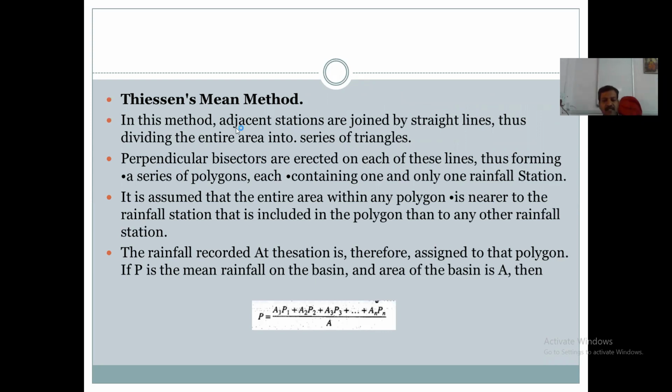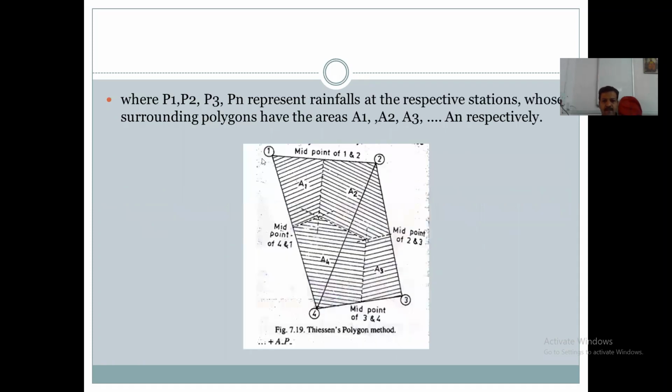So in that case, the next method that is used is the Thiessen mean method, also called the Thiessen polygon method. This method was developed by a scientist or researcher known as Thiessen, and the name given to this method is Thiessen's polygon method. So this is a polygon which is made in that basin area.